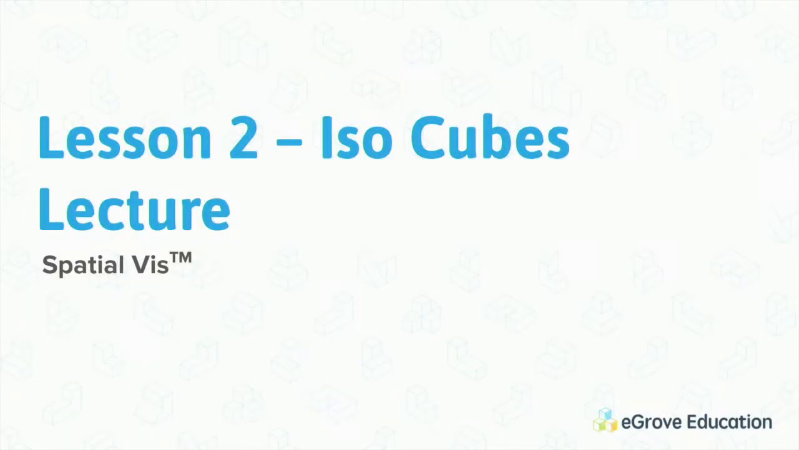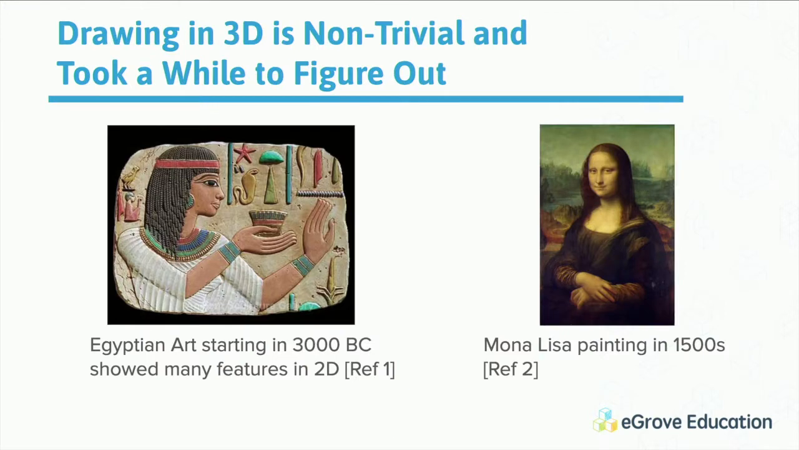So in this video, we're going to learn about lesson 2 of the Spatial Vis app called IsoCubes. So, we started in the first module, we learned about 2D rotations, but 3D, being able to draw in 3D is not trivial, and it took a long time for people to figure out. So, we have some 2D drawings, some very famous drawings and art, Egyptian art.